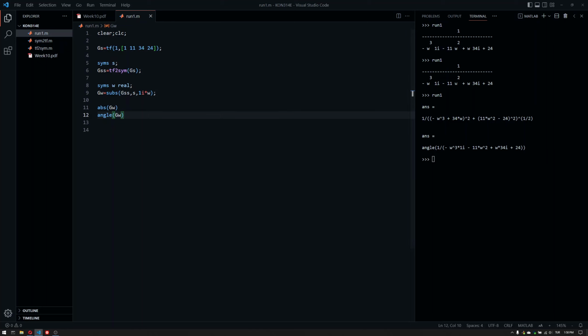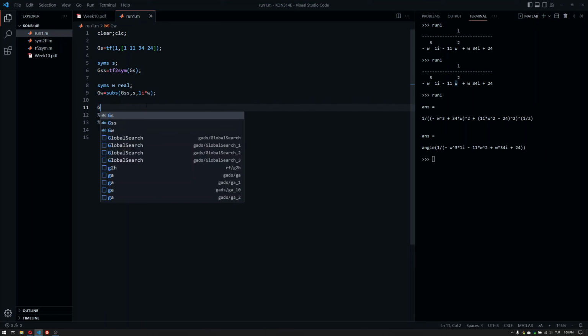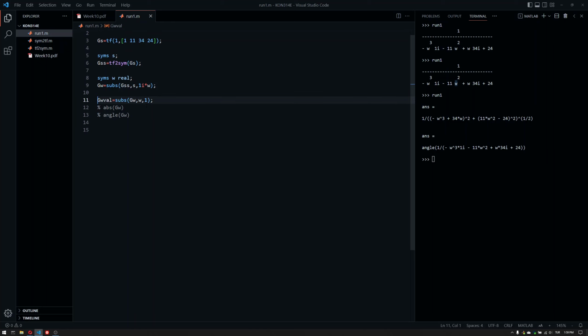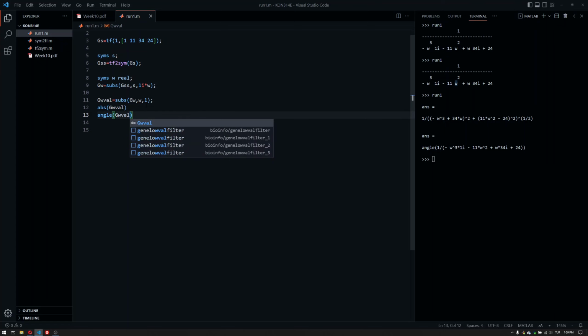Why? Because if we substitute a certain omega value into this, we will get the absolute value and the angle, and that will correspond to a certain omega value. When we change omega, we still have these two data here. So what we're trying to do is, instead of looking at this directly, let's call it g omega val, substitute g omega instead of omega, for example, 1. If we have that, let's just uncomment this and call it omega val.